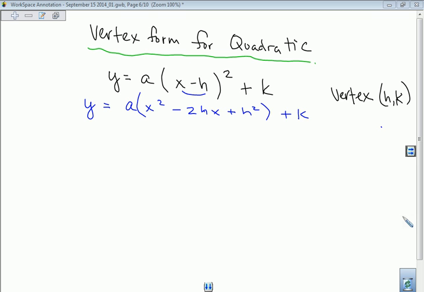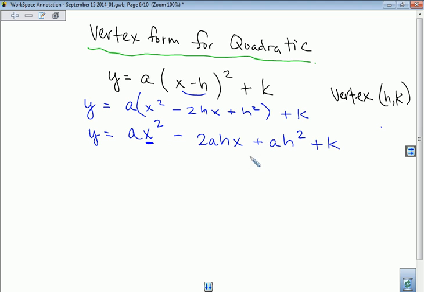Okay, so now we have to distribute that a, right? So we get ax squared minus 2ahx plus a h squared. Okay, that's a bunch of stuff, isn't it? But it looks like we've got an x squared here. So this is my square term, right?